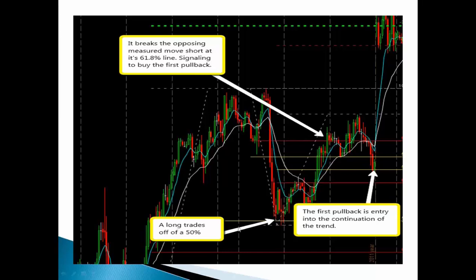Let's look at another example. Another example here, this is the 50% long. We can't see the bottom here, but a 50% long trades off its 50%. We rally up off of our support and break a 61.8% line of a short. We break the opposing measured move short at the 61.8% line, signaling to buy the very first pullback. The first pullback is an entry into the continuation of the trend.